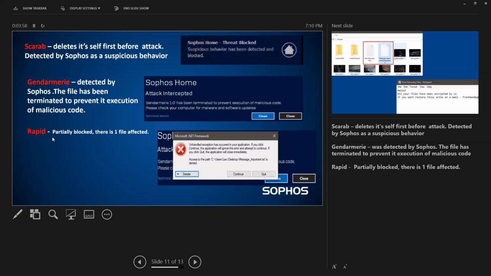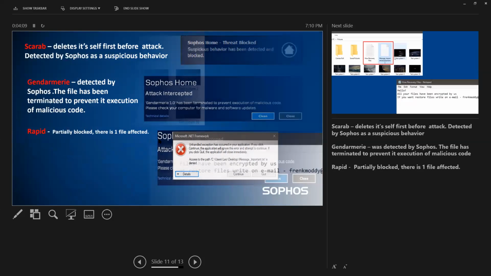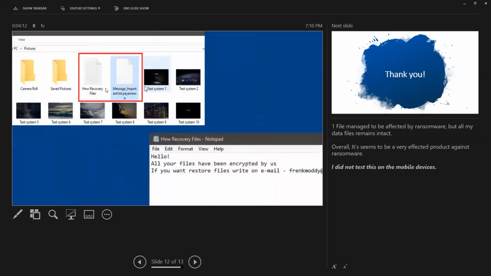Then I ran the Rapid. Rapid partially blocked the process, the execution file, and it tried to encrypt the files, but it didn't. It created a file that says, hello, all your files are being encrypted, and if you want to restore the files, write an email to us. However, as you see in the picture, none of the pictures were affected. All the work was still intact. So that was good. And all my data was not affected.